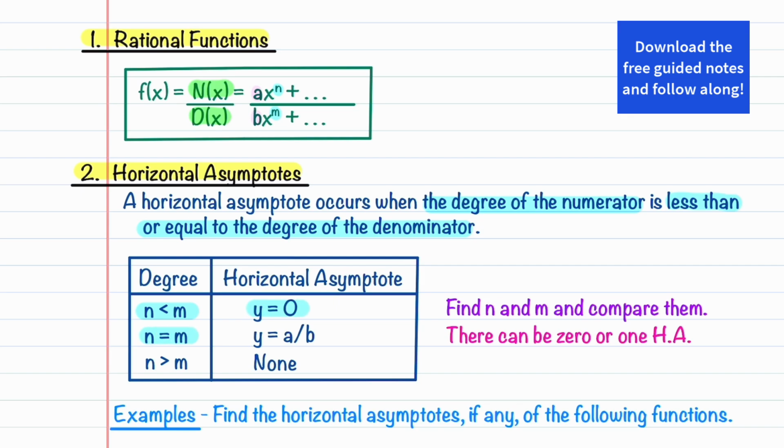If the two degrees are the same, then there's a horizontal asymptote, and it's going to be equal to the ratio of the leading coefficients. And then if the degree of the numerator is greater than the degree of the denominator, there's going to be no horizontal asymptote. In practice, what you need to do when looking for horizontal asymptotes is find n and m and then compare them. For any rational function, there can be 0 or 1 horizontal asymptote. You can't have two. Let's now look at some examples.